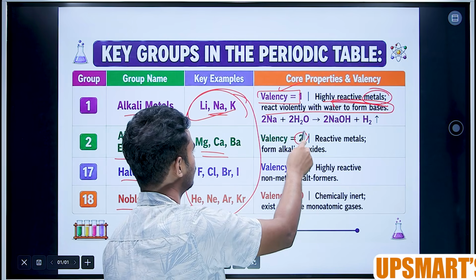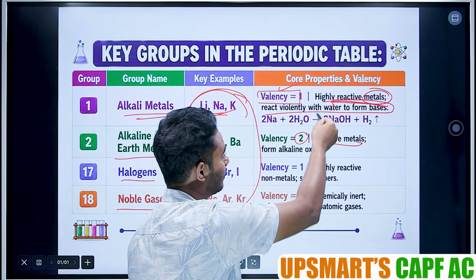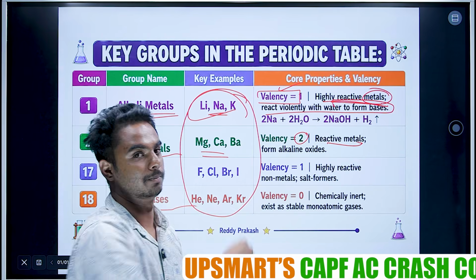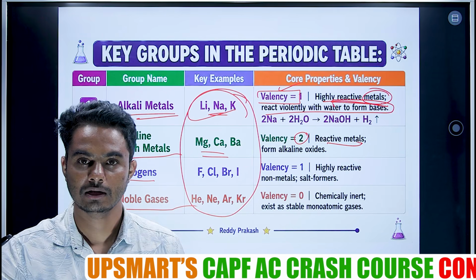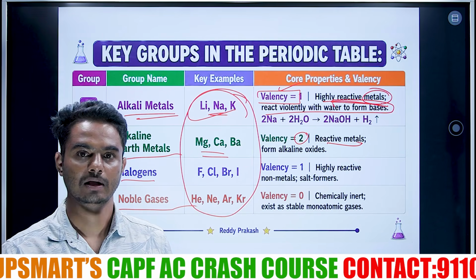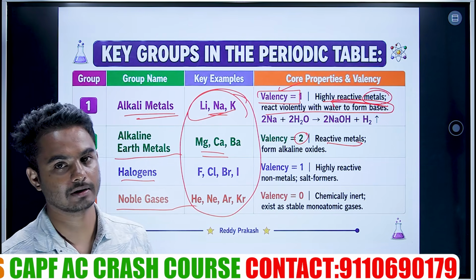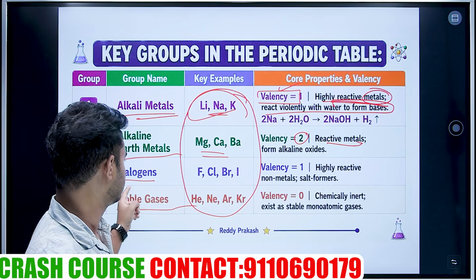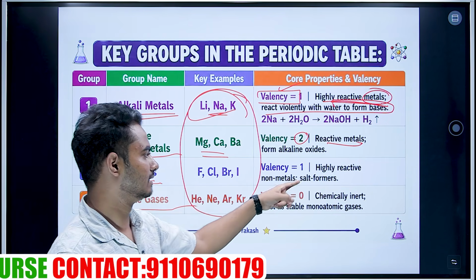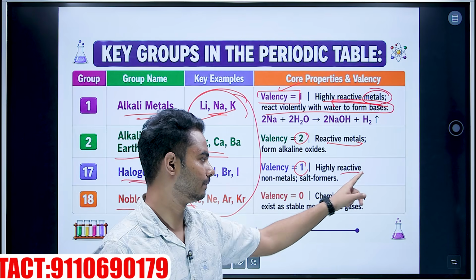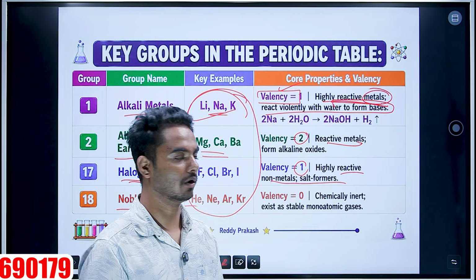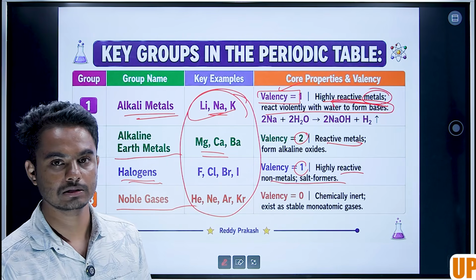Valency will be 2. These are reactive but less reactive than the first group, because I told you the reactivity will decrease until the center and then it will increase until the far right end. Okay. Next is halogens. Valency is 1, highly reactive. Non-metals, salt formers. They will make the salt.